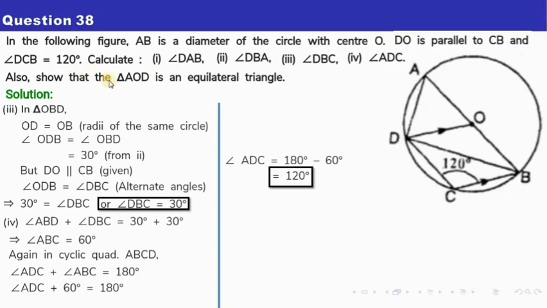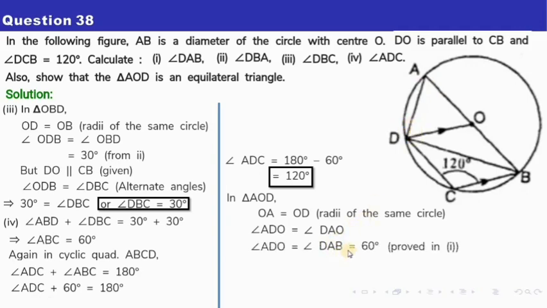Now let us see the final part, that is, triangle AOD is an equilateral triangle. So let us see what is happening in triangle AOD. We know that OA and OD will be equal, because they are radii of the same circle. If they are radii of the same circle, the next thing is that this angle and this angle will be equal to each other. Yes or no? Yes, definitely, because this was already found to be 60 degrees. So that's why this will also be 60 degrees. That's what is written out here.